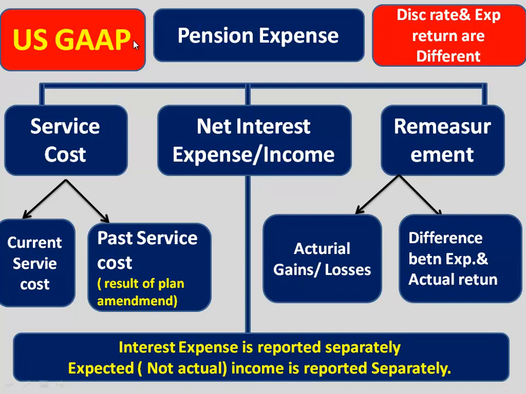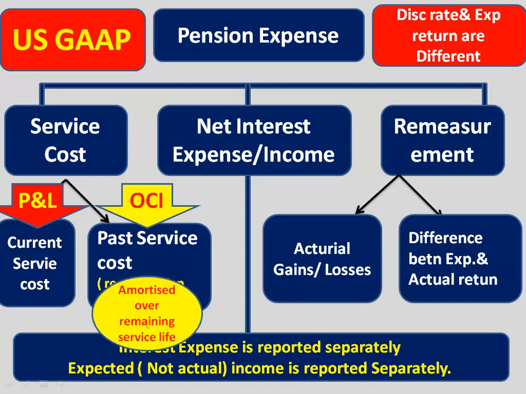Are we done here? So see, in US GAAP again, current service cost will go to P&L. Past service cost would directly go to your OCI, whereas in IFRS, past service cost was expensed. Now this would be amortized directly over the remaining service life.